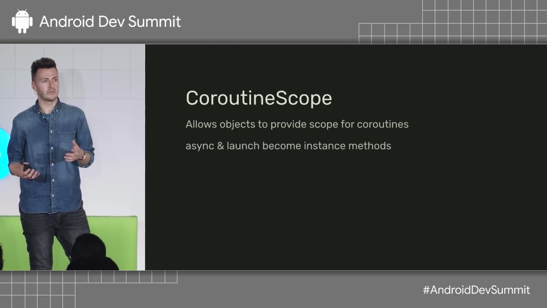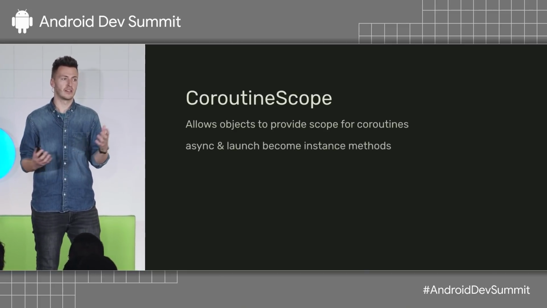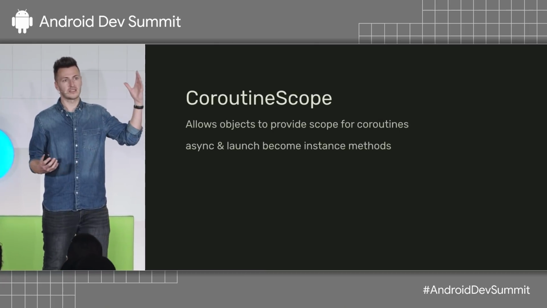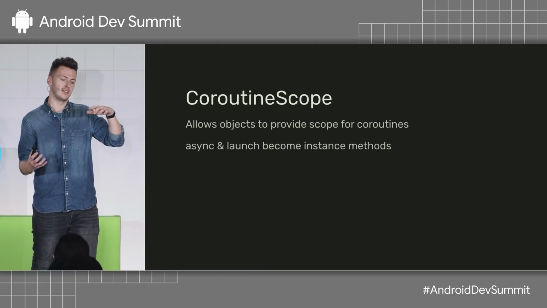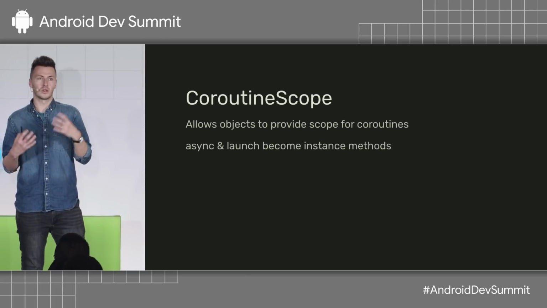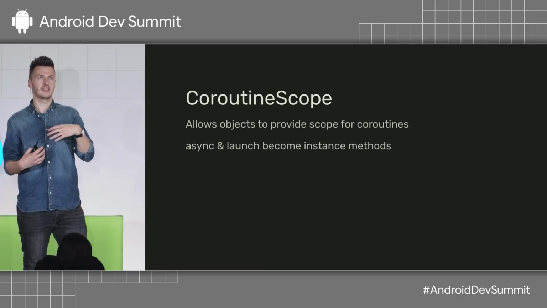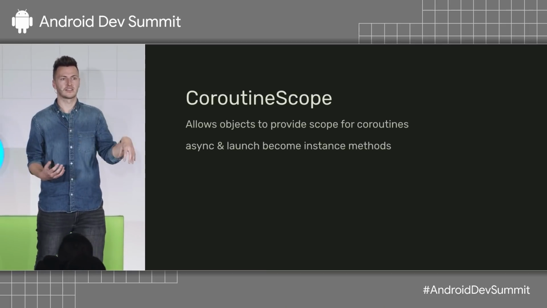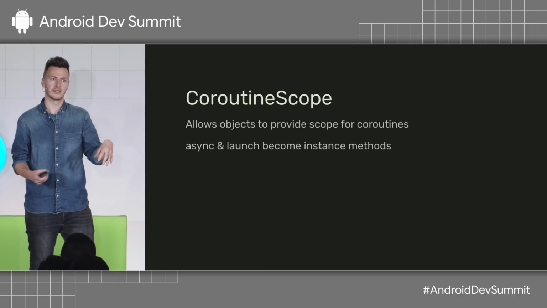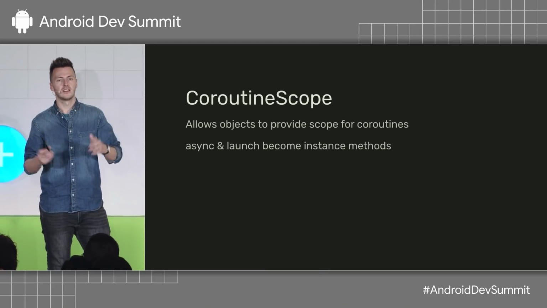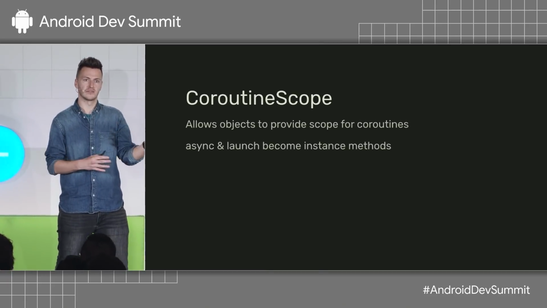Async and launch used to be global methods, and now a recent refactor brought them as instance methods on the coroutine scope. What it means, mentally anyway, is that instead of just launching something, you're launching a coroutine on X. So I'm launching a coroutine on the activity. It just changes it mentally in your head in that it's tied to the lifecycle of something else.